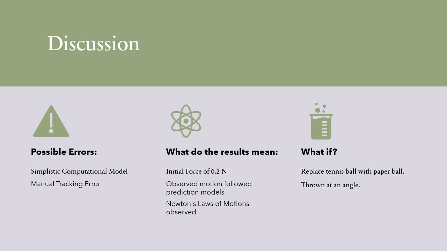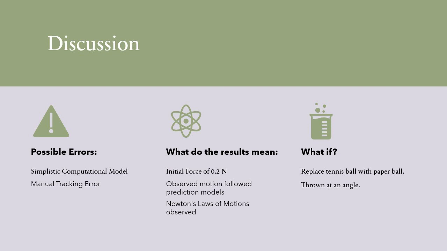Well, based on our calculations, the initial force we applied on the tennis ball to make it fly the way it did was a force of 0.2 newtons. This was calculated through trial and error and can be seen in the accuracy of the predicted data to the observed data. Again, the observed motion mostly followed the predicted models. This shows that Newton's laws of motion were mostly observed, with the exception of the force of drag as we discussed earlier. What are some possible errors in this calculation?